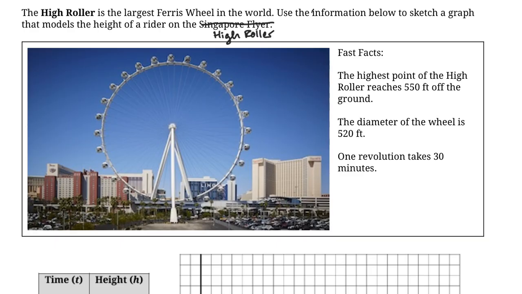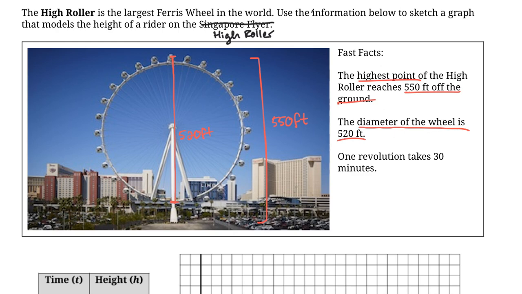The highest point of the High Roller reaches 550 feet off of the ground. So if this is where the highest point of the High Roller is, then from that highest point to the ground, that is 550 feet. The diameter of the wheel is 520 feet. So from one end to the other end of the circle, that is 520 feet.